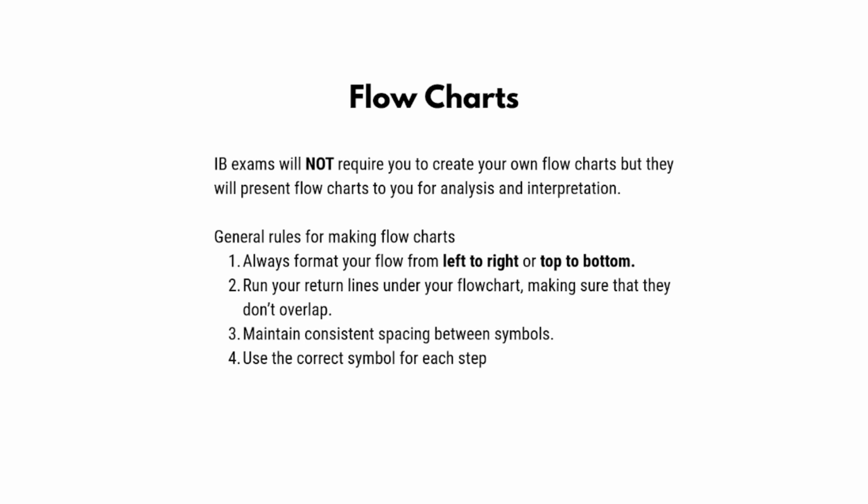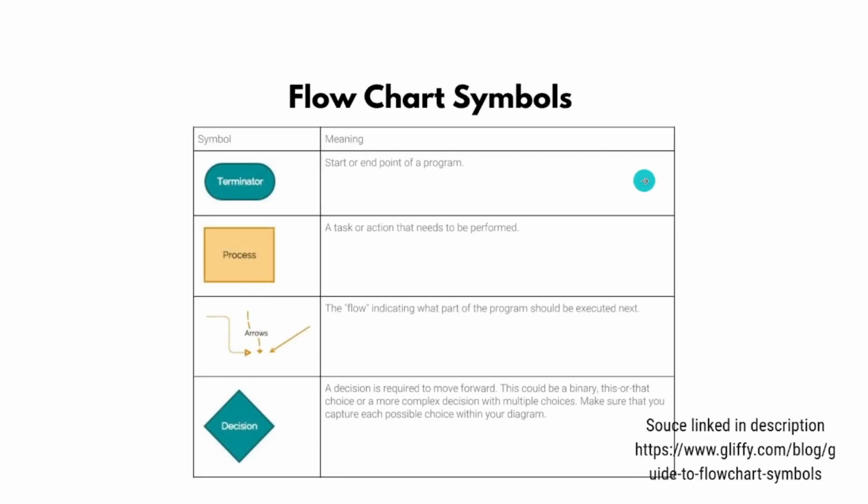So some general rules for making flowcharts. You should always format your flow from left to right or top to bottom. You should always run your return lines under your flowchart, making sure they don't overlap. Maintain consistent spacing between the symbols, and use the correct symbol for each step. Examples of this are diamond shapes for decisions, rectangles for processes, start and end shapes should be the same, etc. So here we have the symbols.